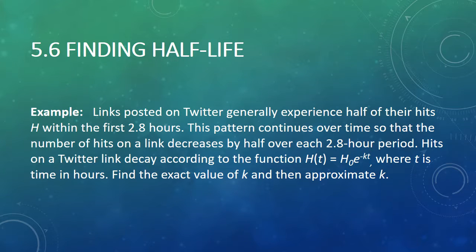Now we're going to work with half-life. Links posted on Twitter generally experience half of their hits within the first 2.8 hours. This pattern continues over time so that the number of hits on a link decreases by half over each 2.8 hour period. Hits on a Twitter link decay according to the function h of t equals h sub 0 e to the negative kt, where t is time in hours. Find the exact value of k and then approximate k. Okay, pause the recording, give it a try, and resume to check your answer.